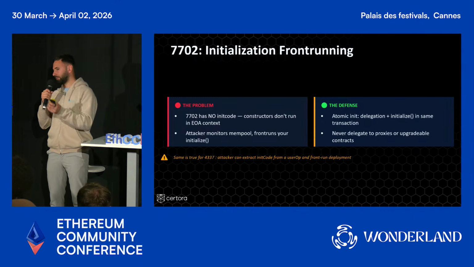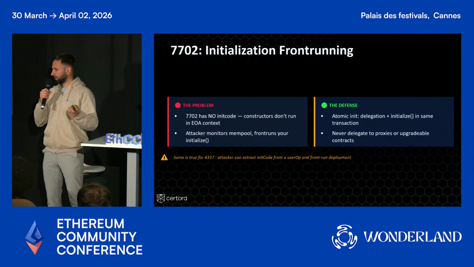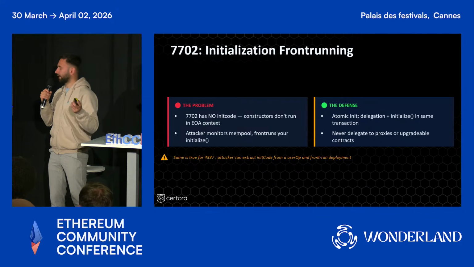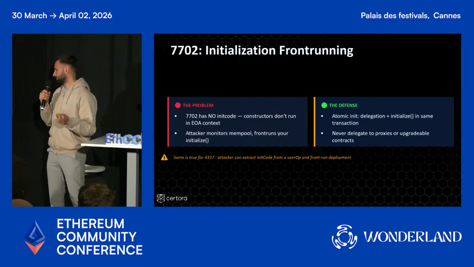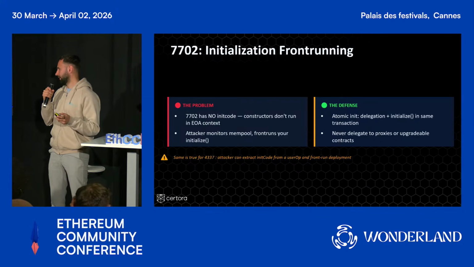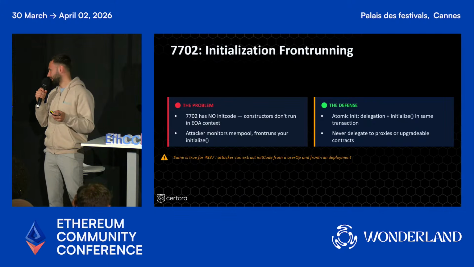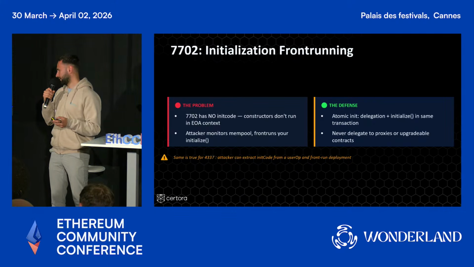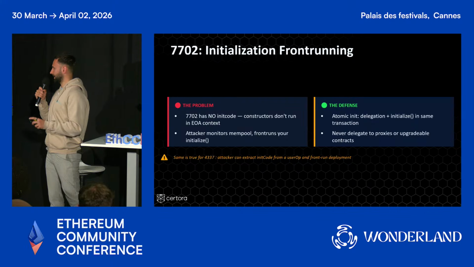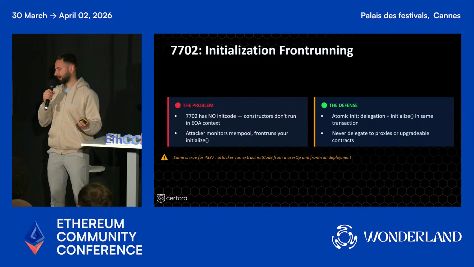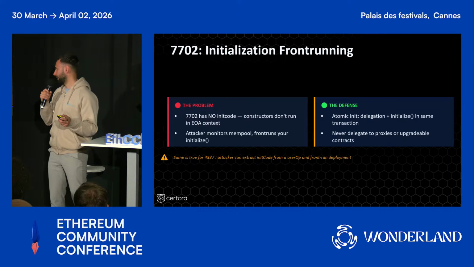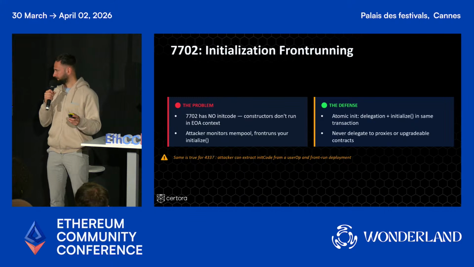to immutable and OG tech contracts, because if your EOA is upgradable, it's a logic, but the guy that controls the upgradability controls your EOA. And remember that the same is true for 4337. The attacker can extract the init code from a user app and front run the deployments.